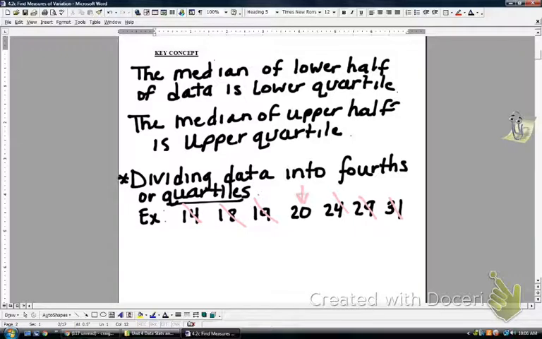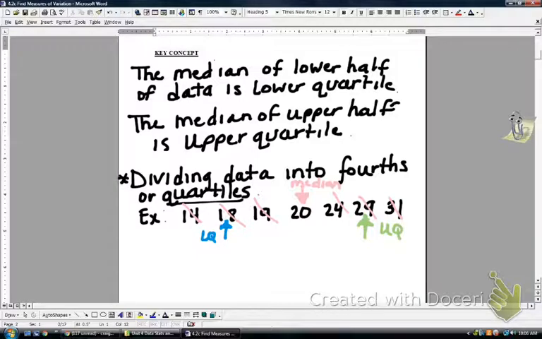So here is my median, and I'll just label that median. All right, and then we're going to find the lower quartile. I start at the median and I work my way in. There's my lower quartile. Then I'll do the same thing for my upper quartile. Start at my median and then divide my data, and there's my upper quartile.